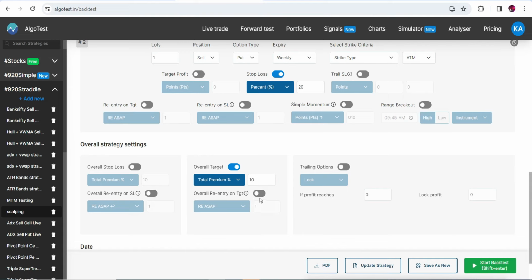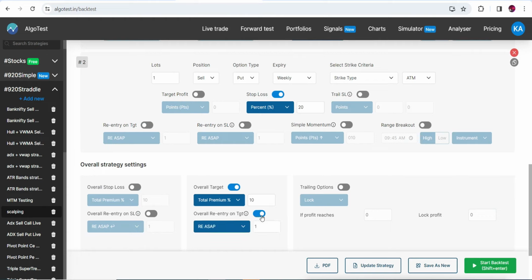Now we also have re-entry on target. It works the same as stop loss, but it simply means that if our target is hit, then it will take re-entry. So these are the re-momentum and re-ASAP features, which I have already explained in our previous part 2 tutorial videos, so you can watch how the re-entry feature works. The simple work of this feature is that if our overall target or overall stop loss is hit, we try to re-enter in our strategy.